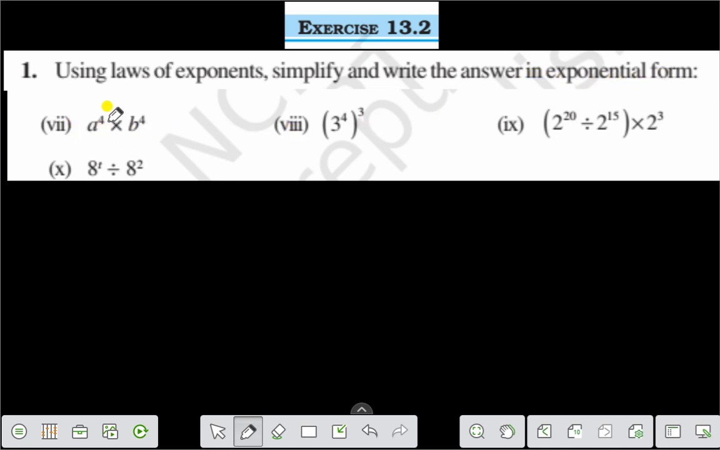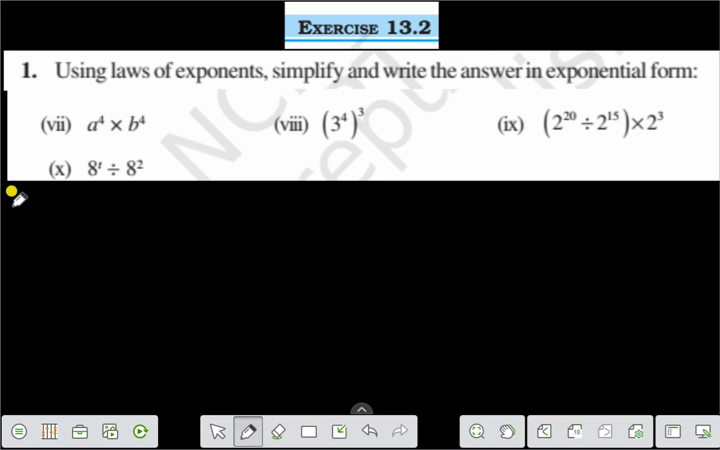Question number 7 is a to the power 4 into b to the power 4. Question number 8 is 3 to the power 4 to the power 3. Question number 9 is 2 to the power 20 divided by 2 to the power 15 into 2 to the power 3. And question number 10 is 8 to the power t divided by 8 to the power 2. Let us find. The first one is question number 7.